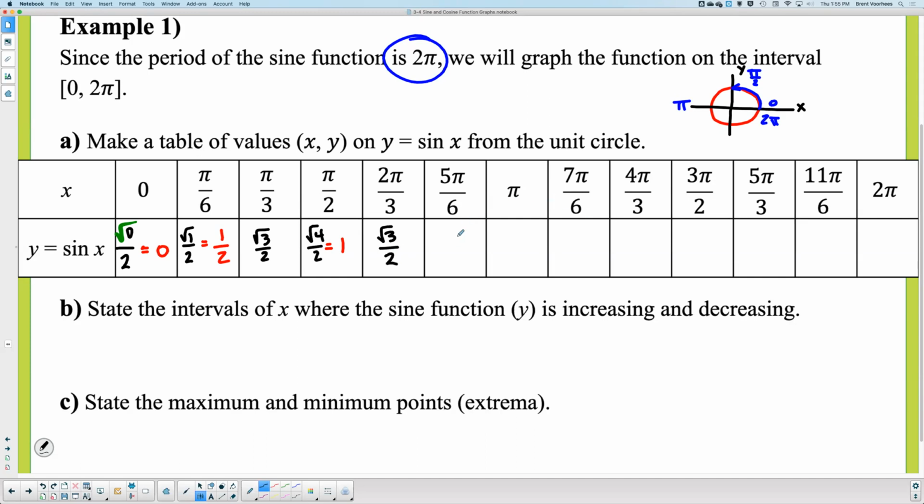What about 5 pi over 6? Which finger is that? Ring. Bend your ring, flip your hand. How many y's do you have there? Square root of 1 over 2. That one will reduce. What's the square root of 1 become? 1. And so this just becomes 1/2.